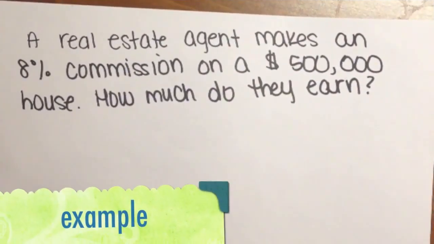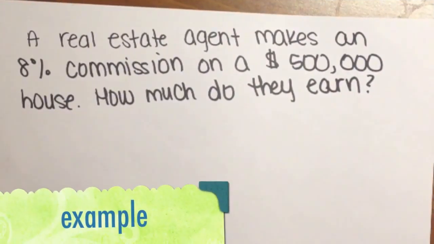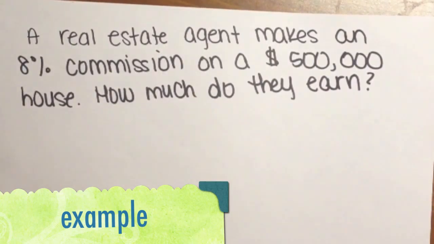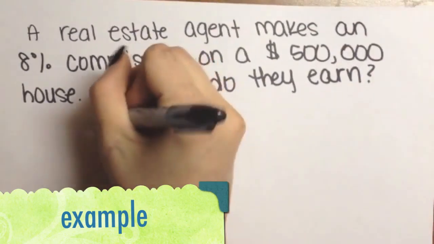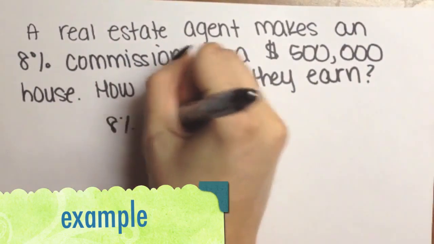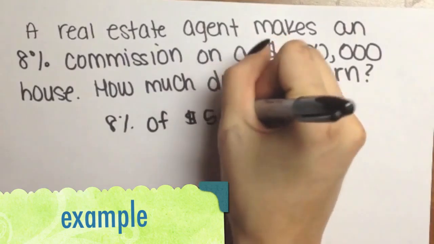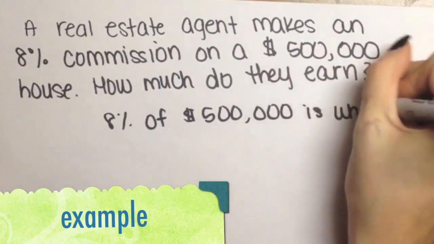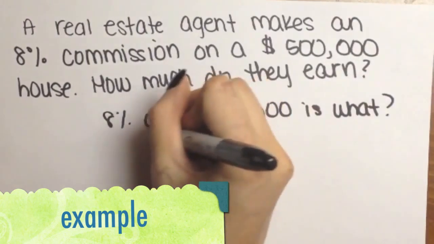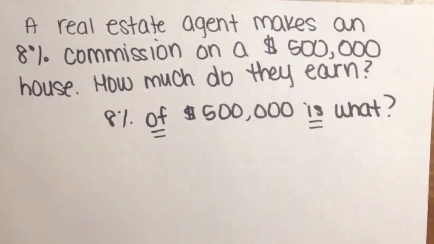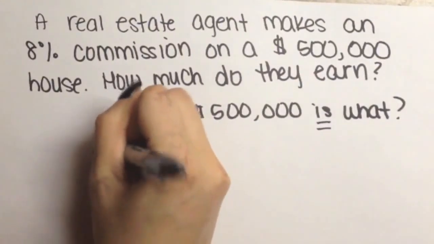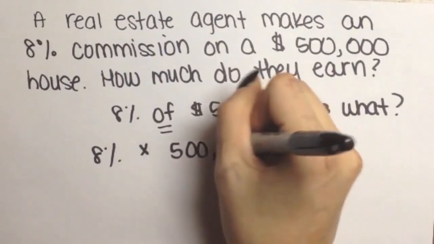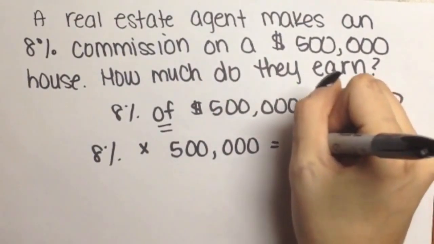An agent makes an 8% commission on a $500,000 house. How much do they earn? To solve this problem, use the basic percent equation. You ask yourself, 8% of 500,000 is what? "Of" meaning times, "is" meaning equals, gives you the equation 8% times 500,000 equals the amount they earn, which is n.